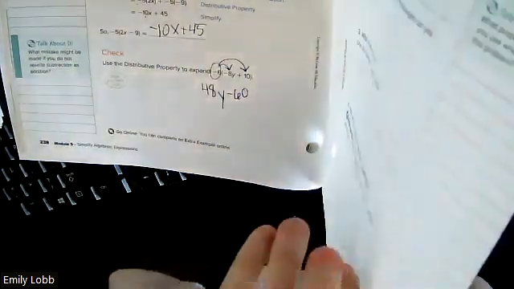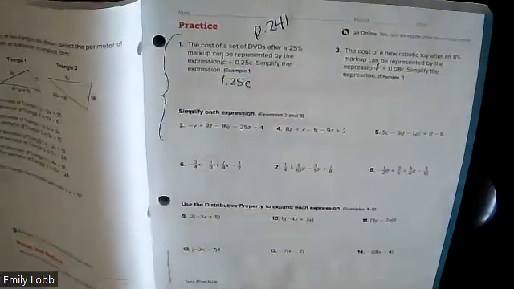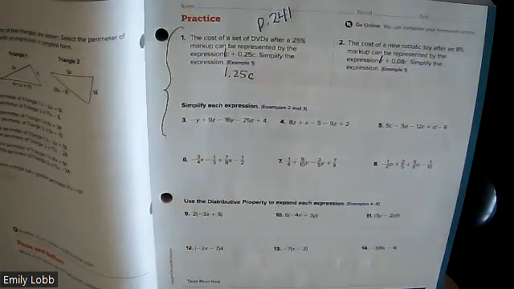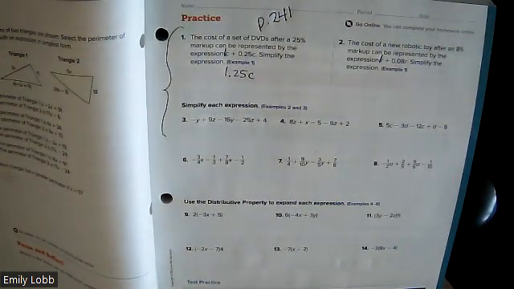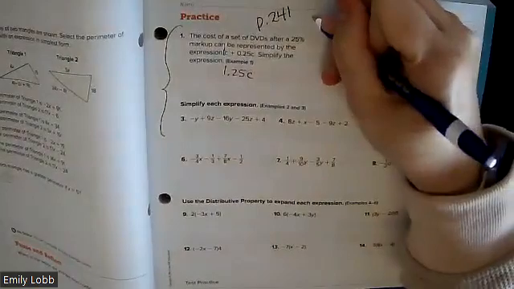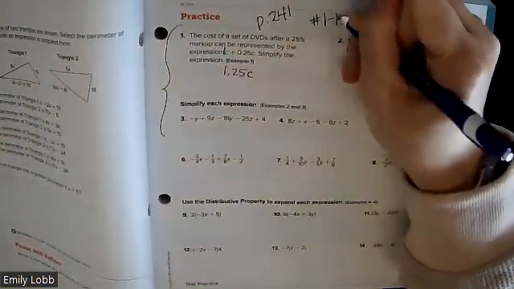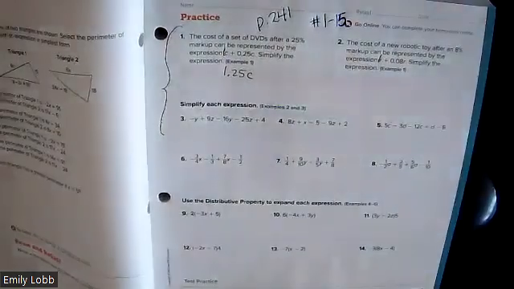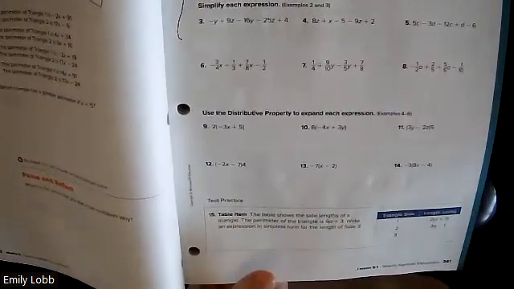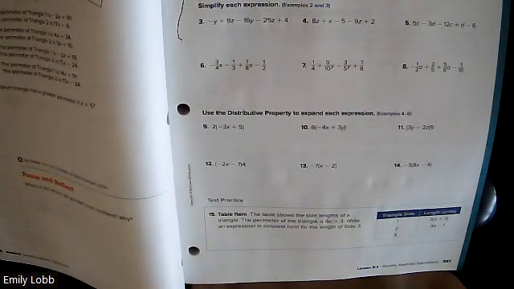So you were supposed to start this page before. If you haven't, now is a good time. This is 241. You have numbers 1 through 15. Try these.